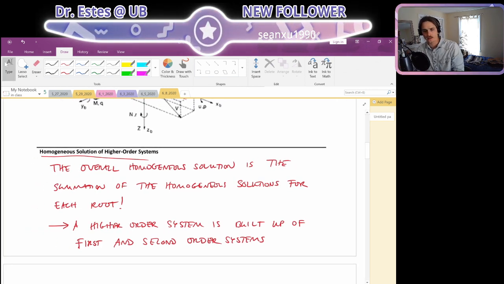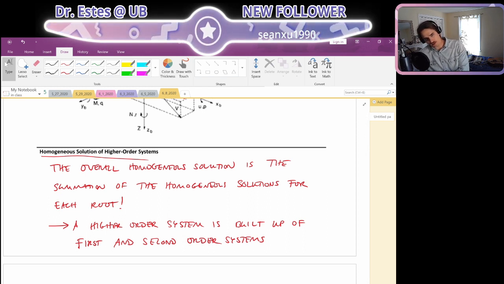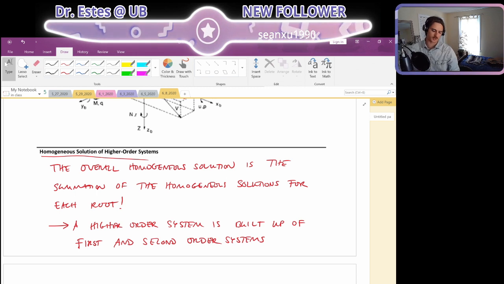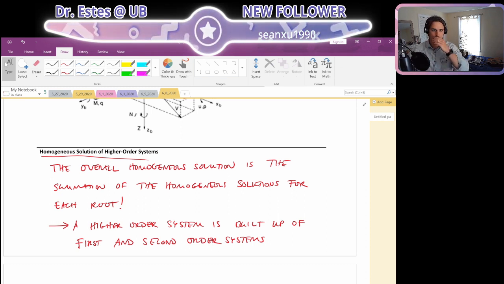So if you know how to write the homogeneous solution of a first order or second order equation, you can write the homogeneous solution of a higher order system. It is no problem for you to do.